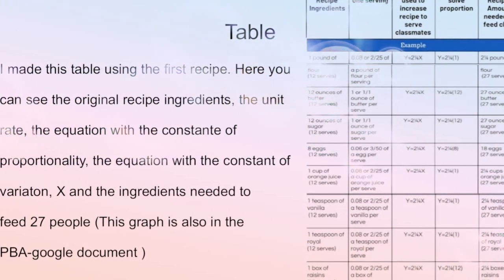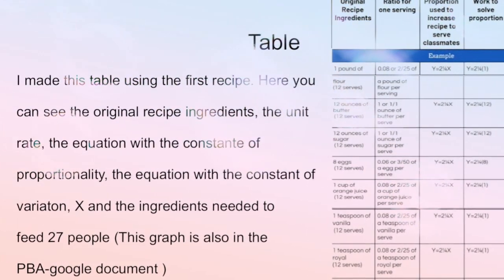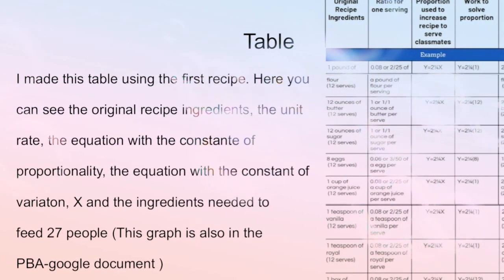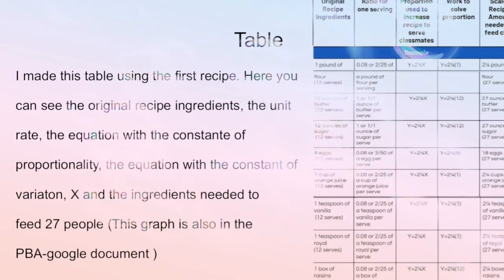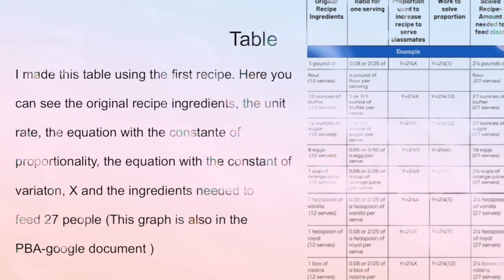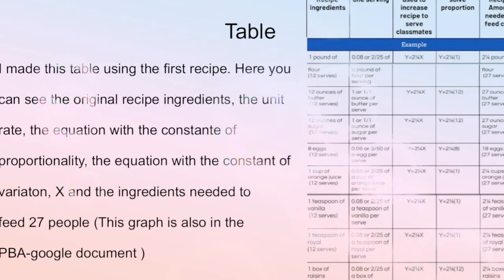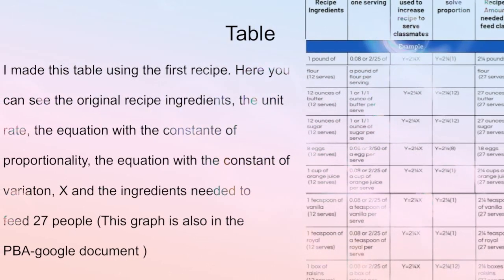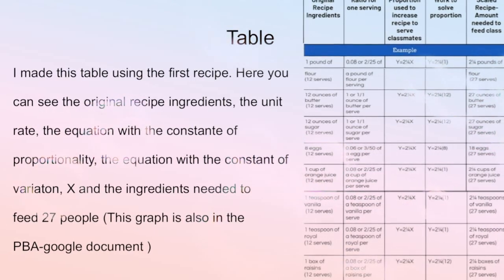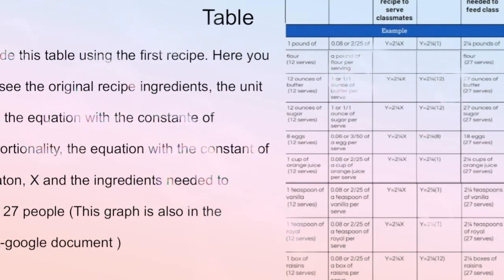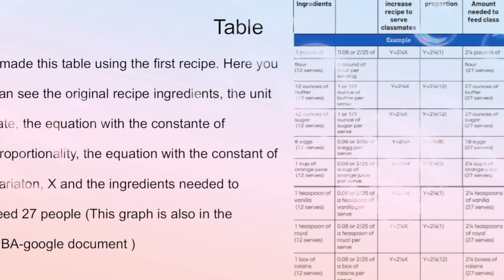Original recipe ingredients: 1 pound of flour for 12 serves, 12 ounces of butter for 12 serves, 12 ounces of sugar for 12 serves, 8 eggs for 12 serves, 1 cup of orange juice for 12 serves, 1 teaspoon of vanilla for 12 serves, 1 teaspoon of royal for 12 serves, 1 box of raisins for 12 serves.